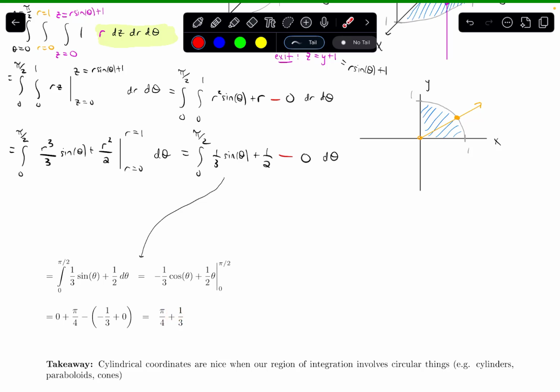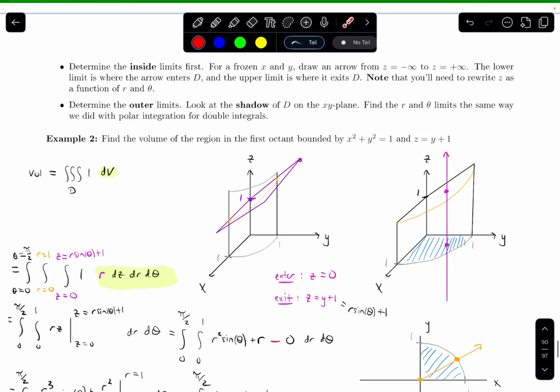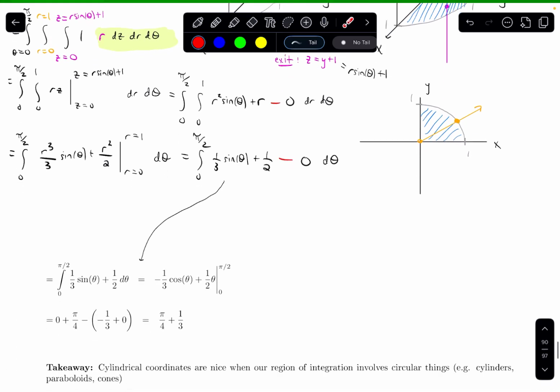So we just found the volume using cylindrical coordinates. There's no units given, so the best I can do is write that this is in units cubed for volume. Okay, and there we have it. We just worked out our first cylindrical coordinates example.